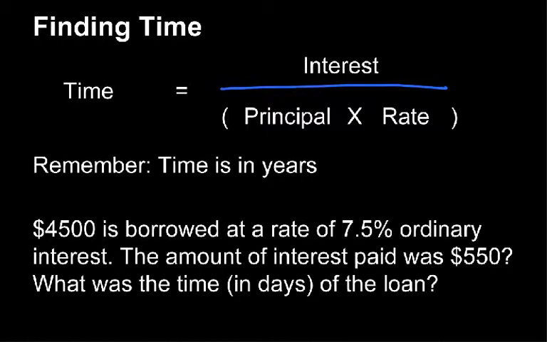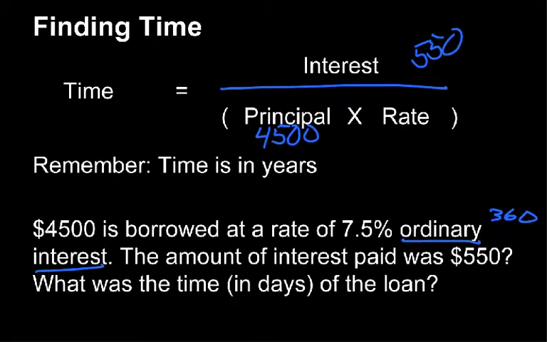So just plugging in some numbers here, $4,500 borrowed at a rate of 7.5% ordinary interest. Now the ordinary interest is important because that, remember, is going to be our 360 days instead of 365. The amount of interest paid was $550. What was the time in days of the loan? So interest is $550 divided by the principal, $4,500, times the rate, which is 0.075.